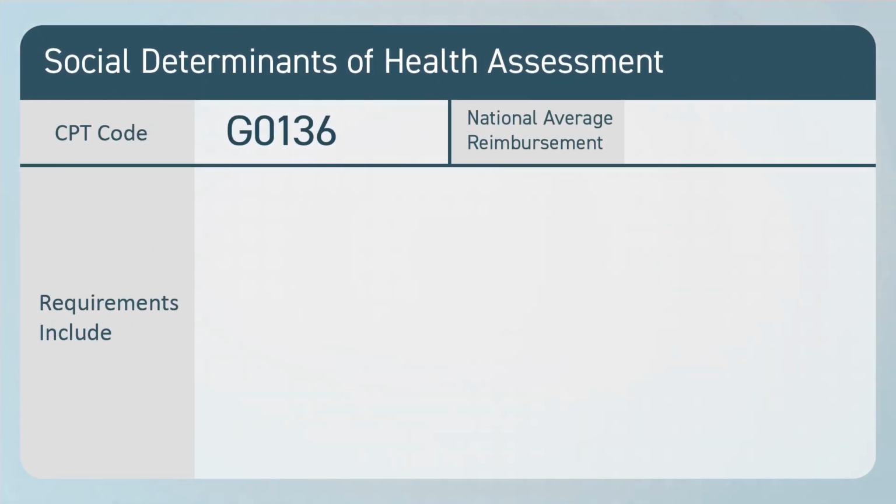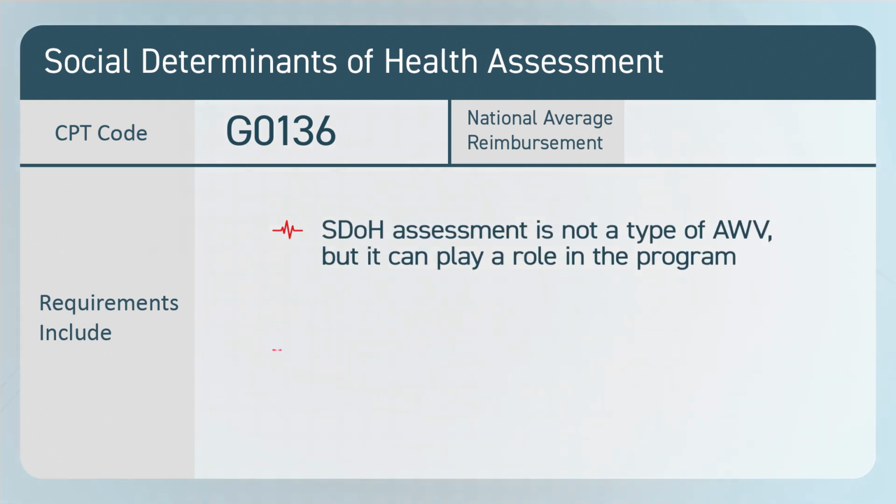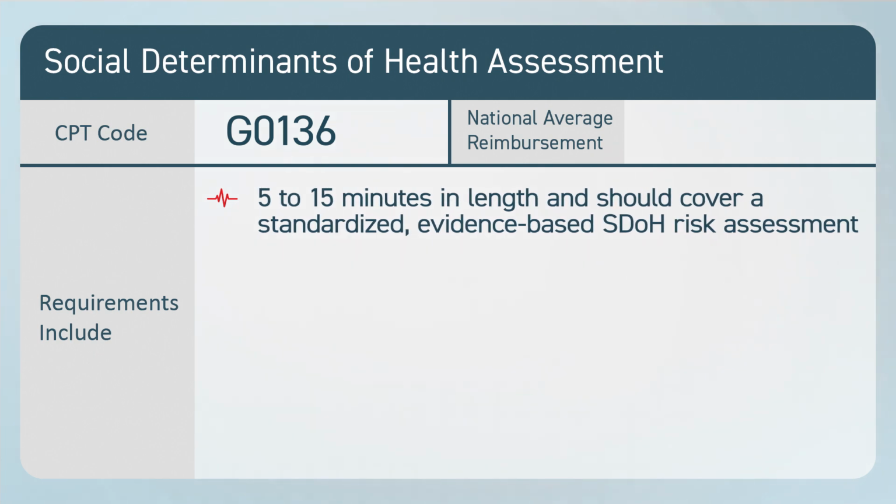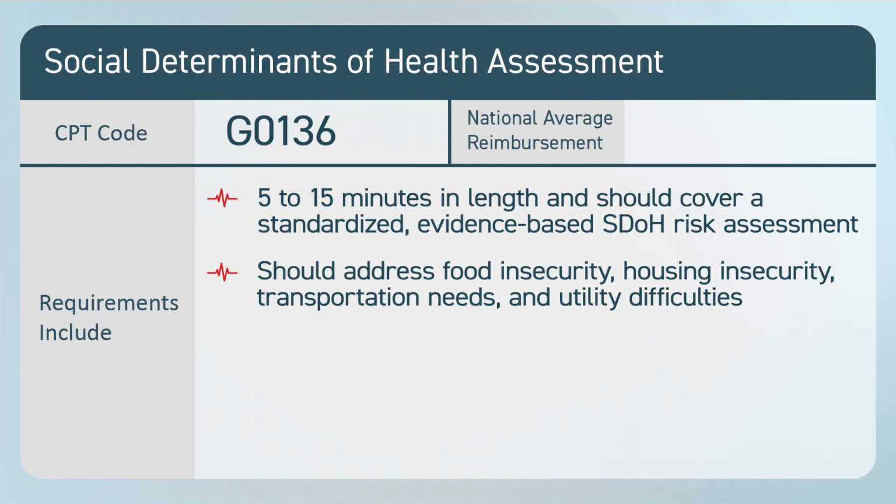New for 2024 is an assessment of social determinants of health using code G0136. If the assessment is done during an AWV, it is fully covered for patients under Medicare Part B. Many of the requirements are addressed during an AWV, so it is a great reimbursement to add to the service. The SDoH assessment is 5 to 15 minutes in length and should cover a standardized, evidence-based social determinants of health risk assessment that includes food insecurity, housing insecurity, transportation needs, and utility difficulties.